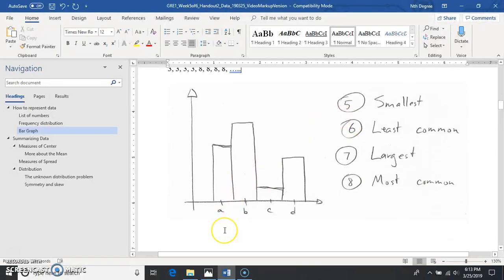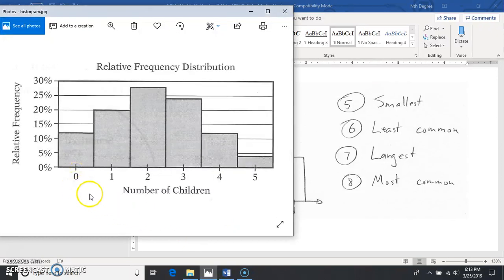So on this graph, in order to not make it too easy, I just labeled these numbers with variables A, B, C, and D. And the first question is, what is the smallest number in this data set? So I want you to remember that the actual numbers in the list are being represented on this horizontal axis. A, B, C, and D are the actual numbers in the list, and they're ordered from left to right. Therefore, the smallest one is A because it's the farthest to the left. Just like this picture, 0, 1, 2, 3, 4, 5. The 0 is the farthest on the left.